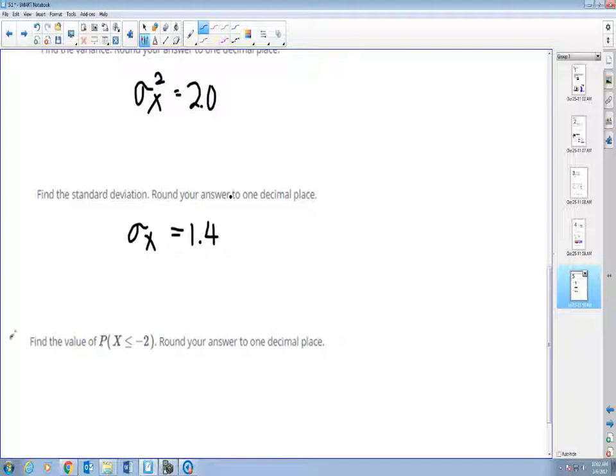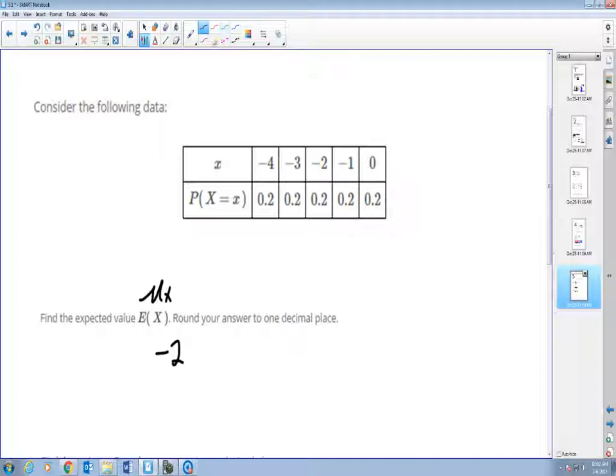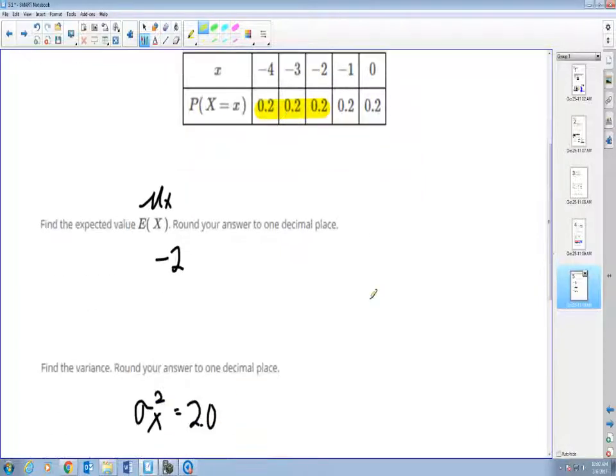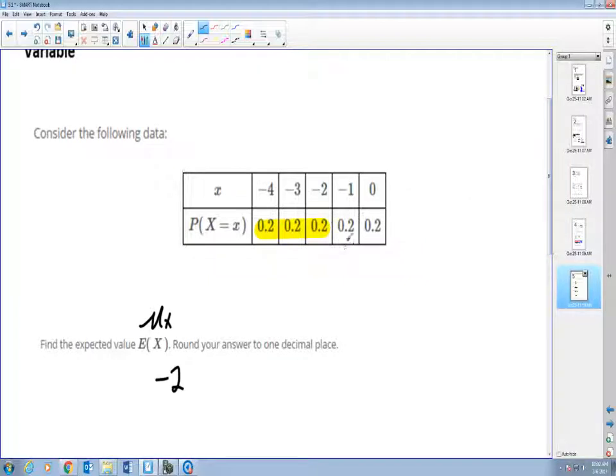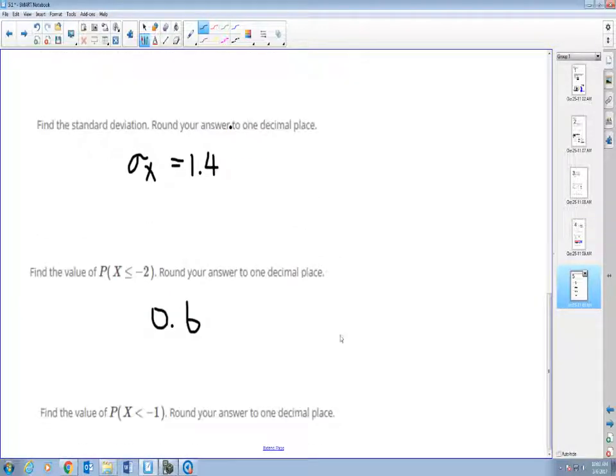Find the probability that x is less than or equal to -2. We want to find the probability. The random variable is -2 right here, and we want it to be less than or equal to that, so go to the left. If you add it all up, that will be 0.6. This one says find the probability that the random variable x is less than -1. We're not counting -1, so that would be -2, -3, -4. If I add all those probabilities, it gives me the same thing.